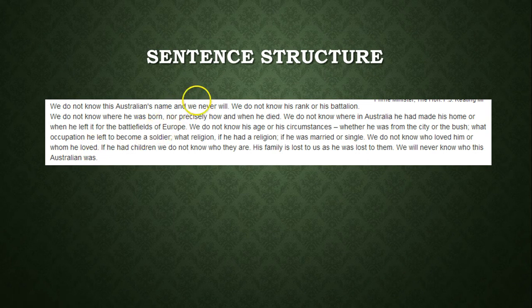So if we read this one as well, and what you'll notice about this longer sentence, so the first thing to notice is lots of shorter sentences, more shorter sentences than long sentences. The second thing to notice is when we do get a long sentence, we get a sentence like this. We do not know his age or his circumstances, whether he was from the city or the bush, what occupation he left to become a soldier, what religion, if he had a religion, if he was married or single.